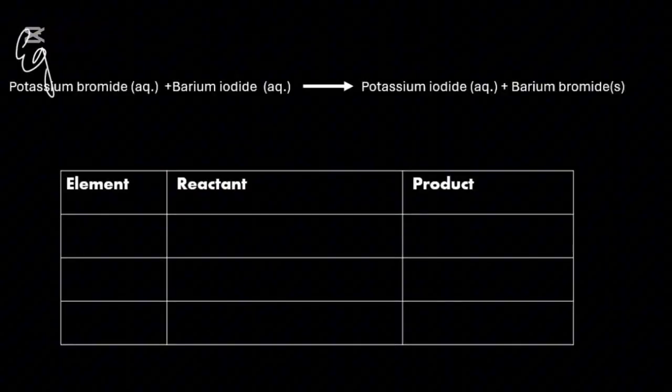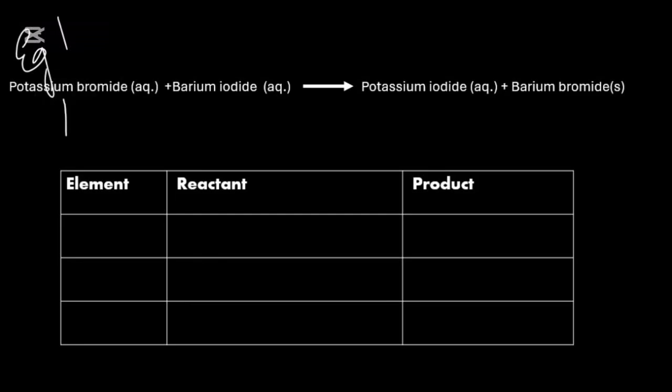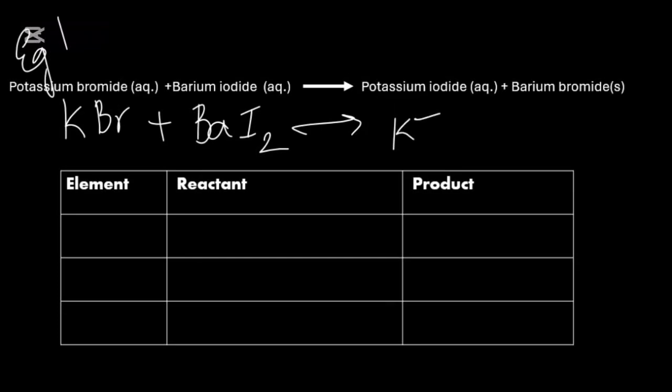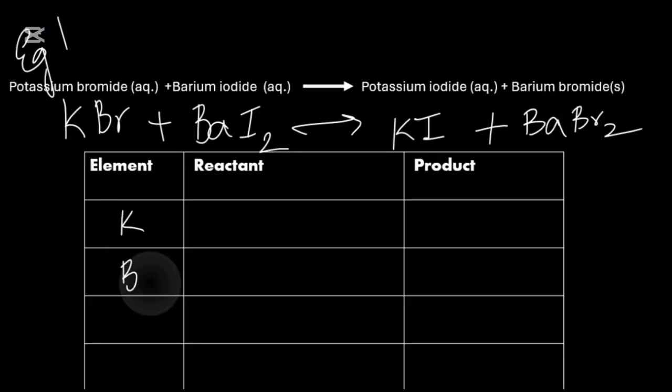Now let's begin with some examples. Potassium bromide and barium iodide are the reactants. Potassium iodide and barium bromide are the products. Potassium bromide KBr, barium iodide BaI2, potassium iodide that is KI, barium bromide that is BaBr2. Let's list down the elements: K, Br, Ba, I. These are the four elements which are present in the reactant and the product.